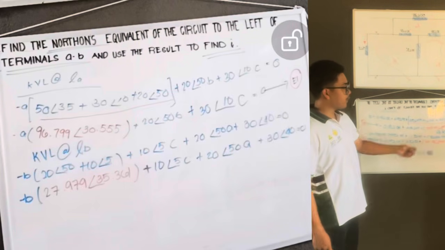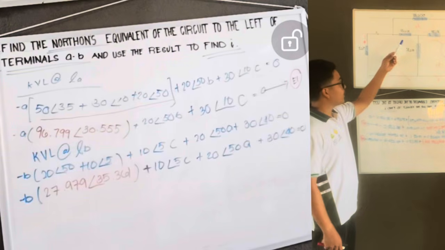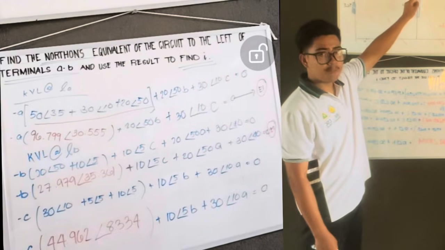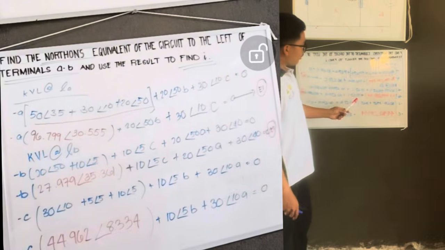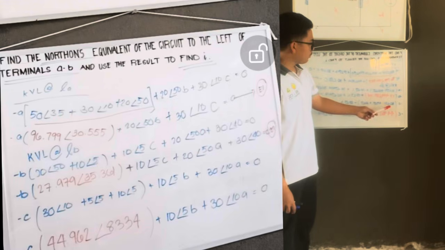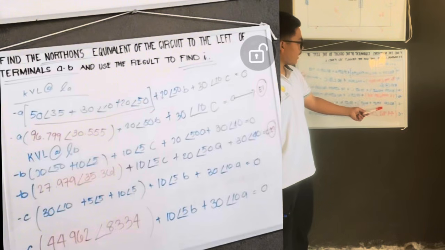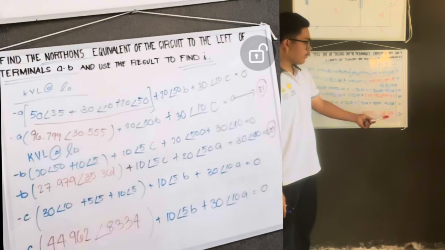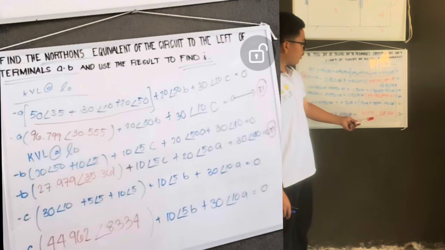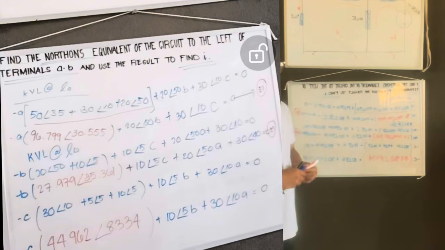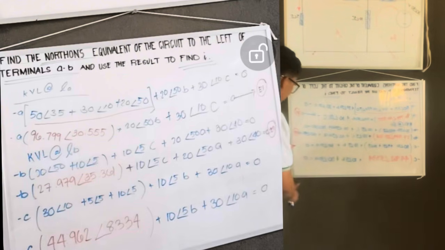After we get loop B, we will now be getting our loop C. We will just do the same process to this loop C as we did in loop A and B. Now let's compute this area. The value of 30 angle 10 plus 5 angle 5 plus 0 angle 5 is equivalent to 44.962 angle of 8.334. This will be our equation 3.